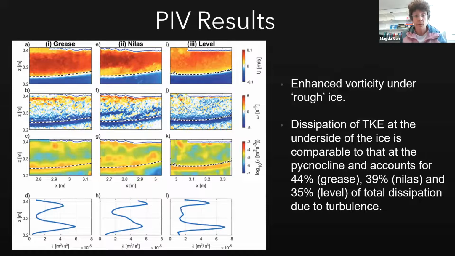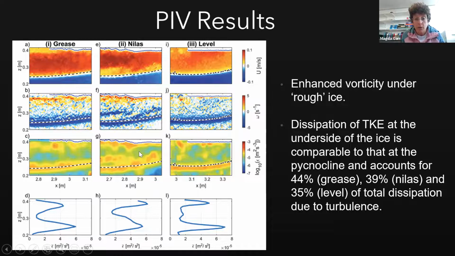So now some results from the PIV. In this image, the first row I'm showing you is horizontal velocity. This dashed line you see here marks the pycnocline location. And this little blue line marks the underside of the ice. So we've got the grease case, the nilas case, and the level case. In the second row, the color scheme you see is vorticity. And you can see in the rougher cases, we have an enhanced vorticity signal at the underside of the ice. Whereas in the level case, that vorticity signal is a lot weaker.